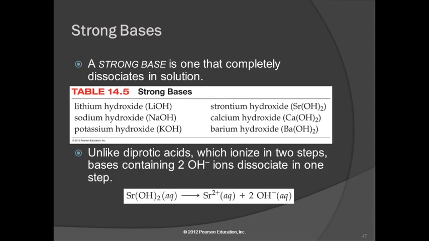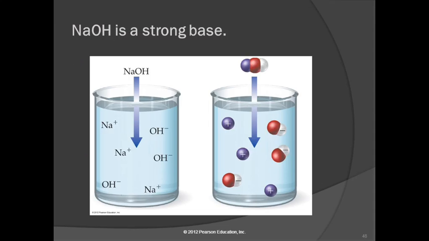With the diprotic acids, they lose their hydrogen ions one at a time, but these bases, these metal hydroxides, if they have two hydroxide ions like this one does, it will lose both of them at the same time. Sodium hydroxide is a strong base. We put it into water, it completely dissociates into ions. There's no sodium hydroxide molecules or chunks left. It all dissociates.